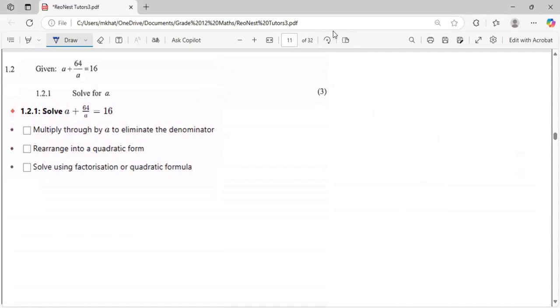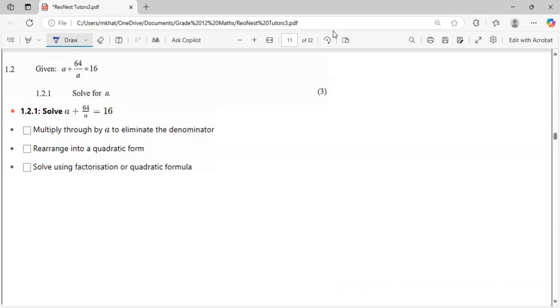So 1.2 goes together with 1.2.1 and 1.2.2. So guys, if you get 1.2.1 wrong, just know that 1.2.2, you also get it wrong. So in this case, we're going to try by all means to make what we are given into a standard form, because remember, we're still in question 1, so we are dealing with quadratics.